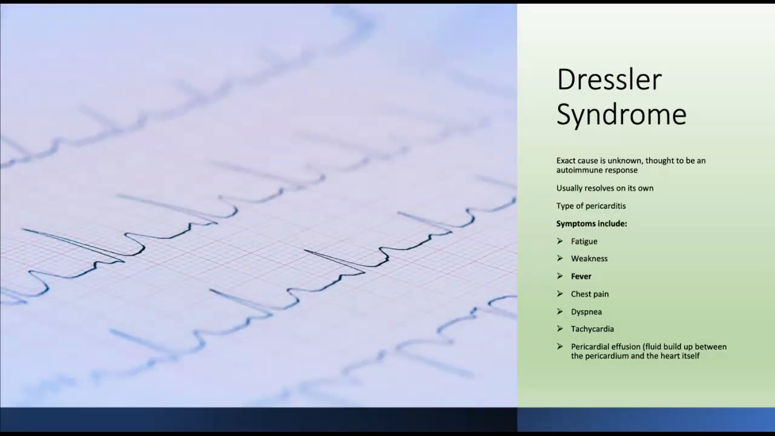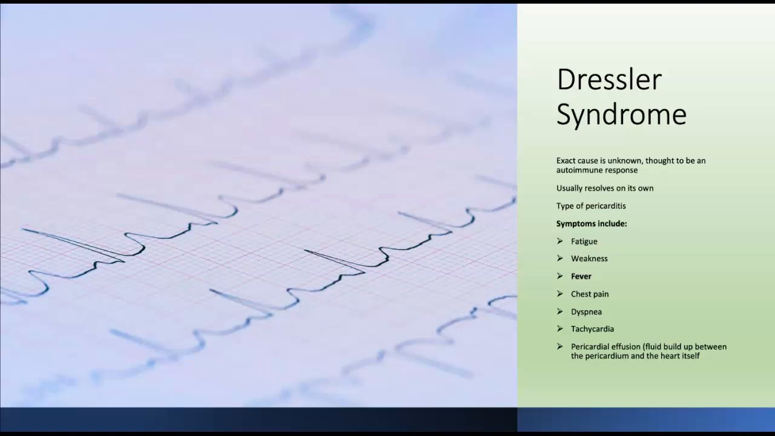Dressler syndrome is thought to be an immune response, and it may reoccur for several months after a patient has had an MI, and it generally resolves on its own. It is characterized by fever, chest pain, and dyspnea. Because it also involves pericarditis, you might hear a friction rub when auscultating heart sounds.